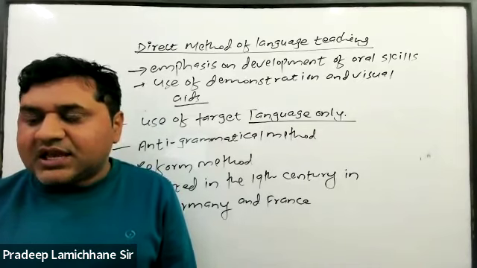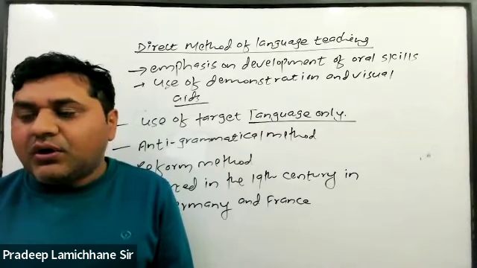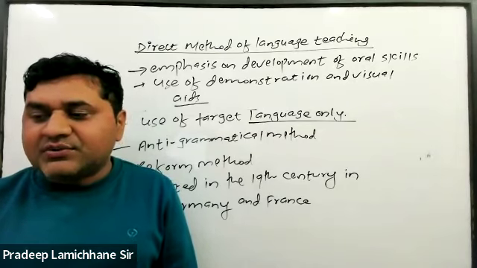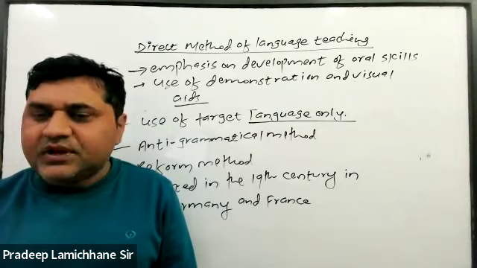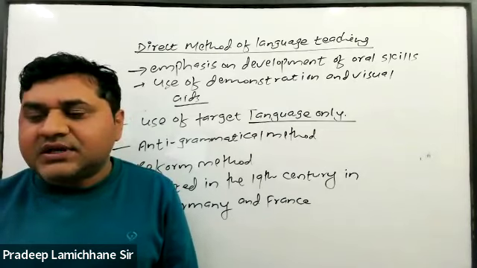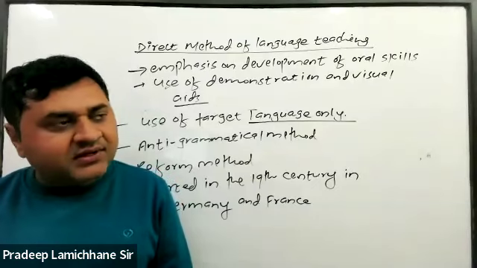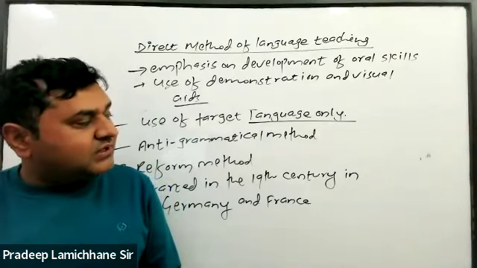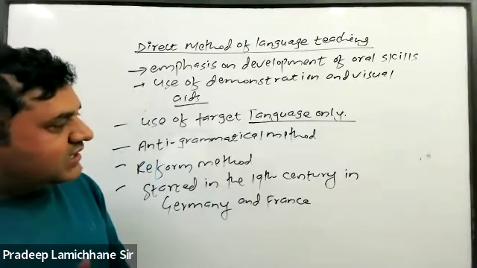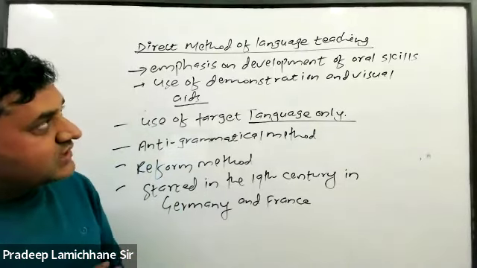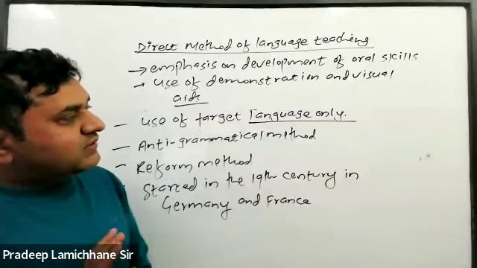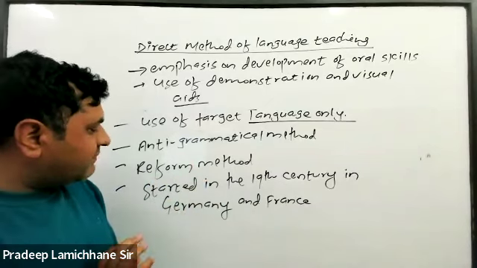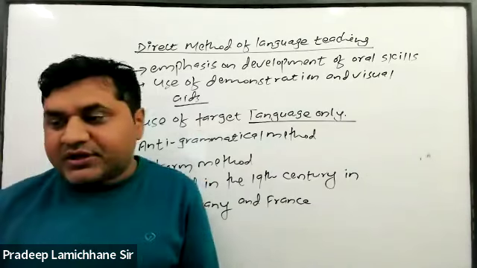And in this method, language skills are not separately taught. All language skills are integrated, and students learn vocabulary, grammar, language rules, and language skills at the same time without any kind of separate teaching of them. At the very beginning of language teaching, pronunciation is given higher attention in direct method. Now, only remember that in direct method, there is use of target language only. This direct method is an anti-grammatical method. It is a reform method. It started in the 19th century in Germany and France.